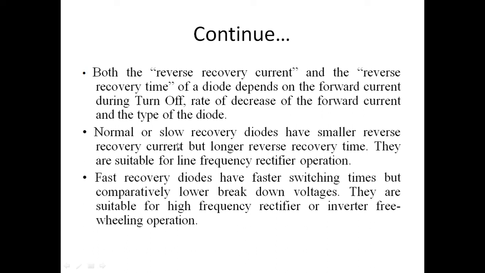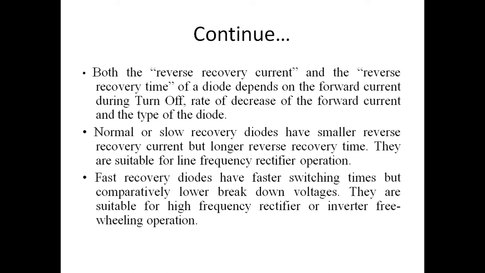Now next, the normal or slow recovery diodes have smaller reverse recovery current but longer reverse recovery time. So they are suitable for line frequency rectifier operation. The fast recovery diodes have faster switching time but comparatively lower breakdown voltage, and they are suitable for high frequency rectifiers. So according to the rating, you can decide for which application you will use the normal or slow recovery diodes and which application you are going to use the fast recovery diode.